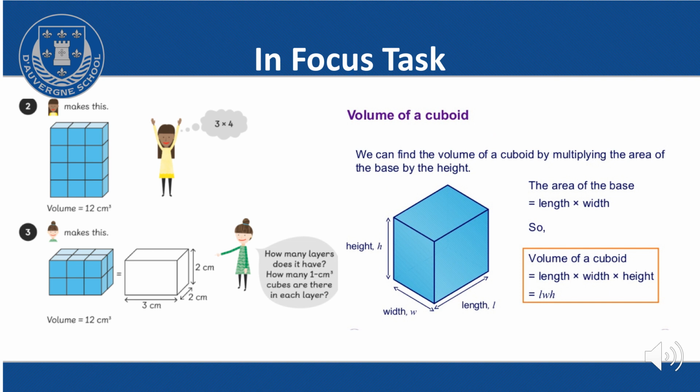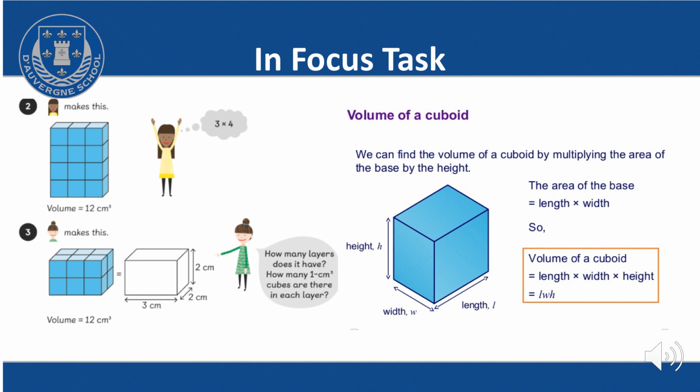If we go on and have a look at what Lulu's been doing, Lulu has made this cuboid. We can see here that this has 4 rows of cubes and each row has 3 cubes in it. In Lulu's thinking bubble, she is thinking 3 times 4. 3 times 4 is 12. Remember, we're doing cubic units, so it is 12 centimetres cubed.